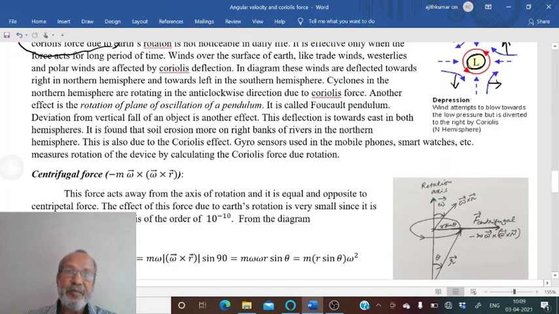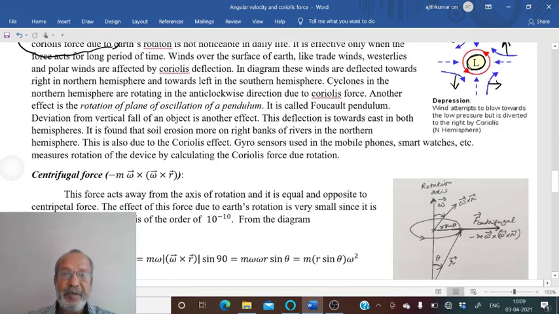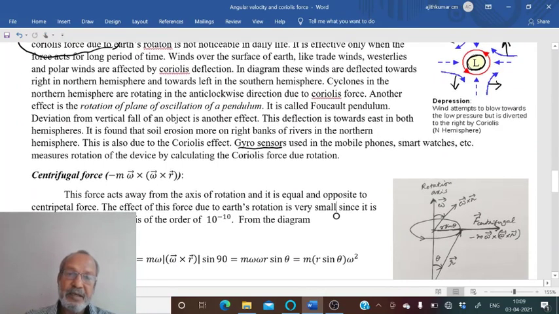Coriolis force is also made use of in making gyro sensors, which are used in mobile phones and smart watches. There, you know that a mobile phone, while rotating, switches from portrait mode to landscape mode, and the phone understands the rotation of the mobile device by gyro sensors. And gyro sensors are using this Coriolis force to measure the amount of rotation.